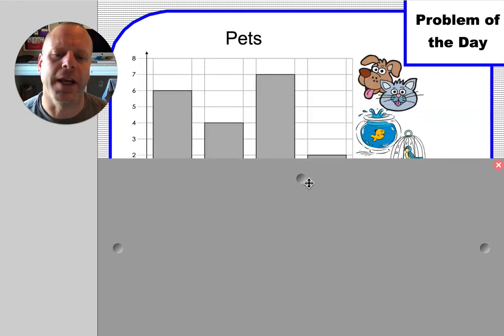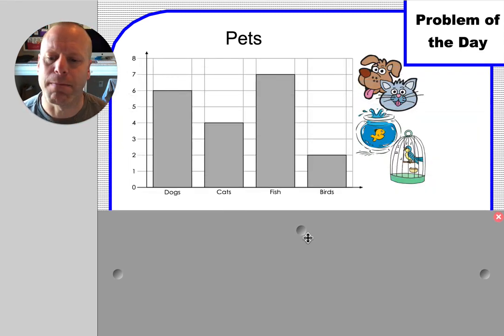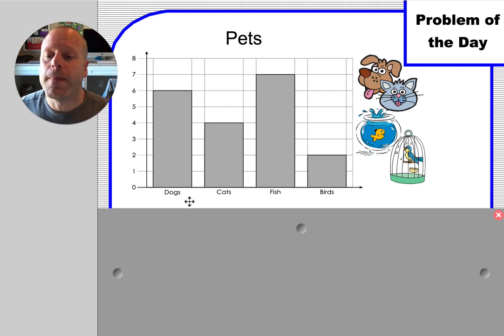Oh, puppies and cats and fish and birds. So dogs, I see them, cats, fish, and birds. So this is what's called a graph, a bar graph in this case, and it's showing me how many of each type of these animals are maybe in the neighborhood or maybe in the pet store, wherever they are.